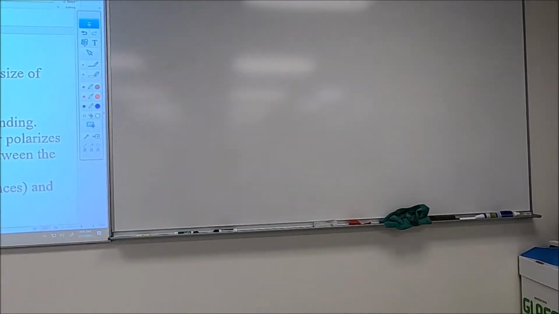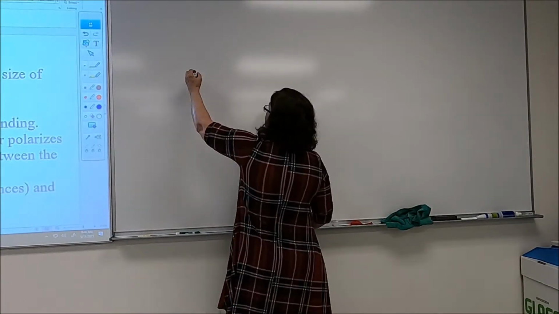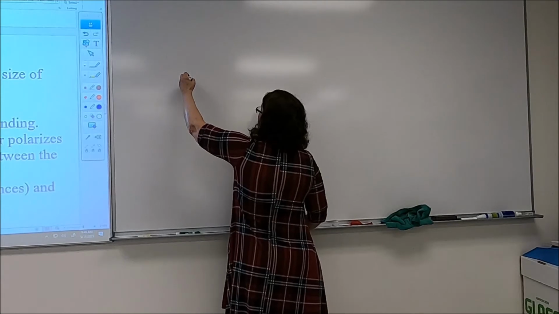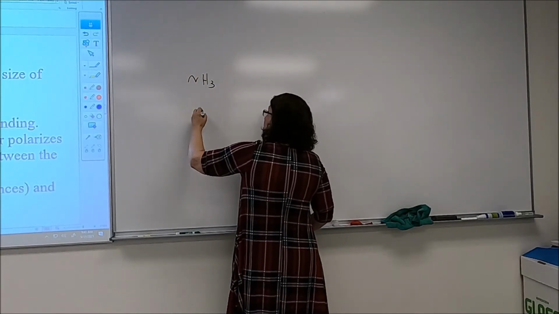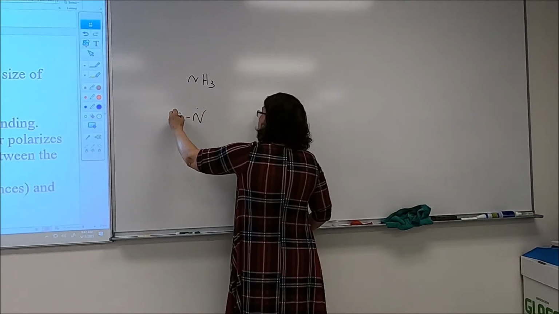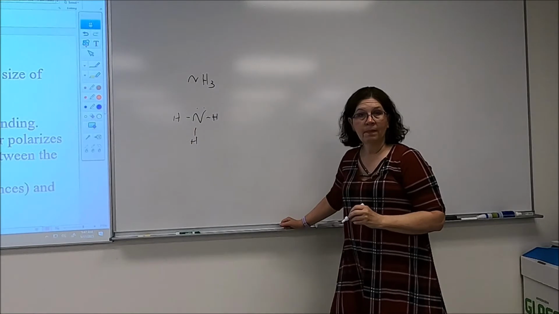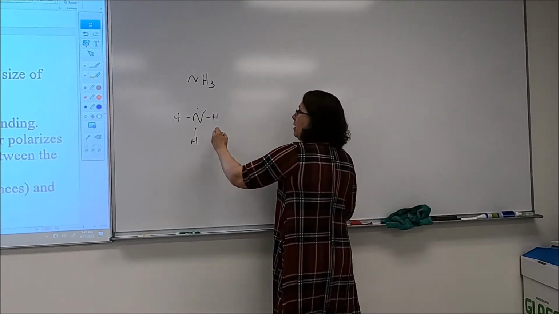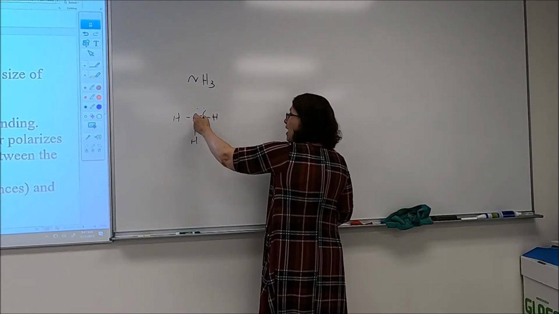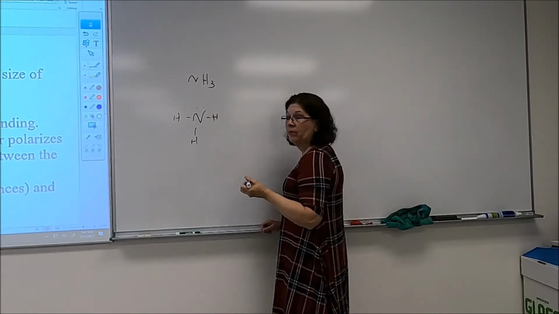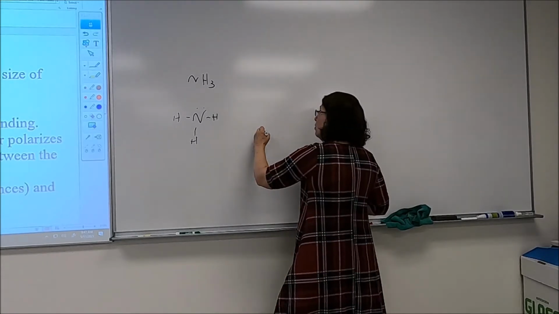Okay, so let's start drawing some things. Now, let's start out with something like ammonia, NH3. Now, if you do the Lewis dot structure, it looks like this. Okay, now when I look at this, I see that there are 4 groups around the nitrogen. One of them is a lone pair. So I know right off the bat that this molecule is going to be polar.